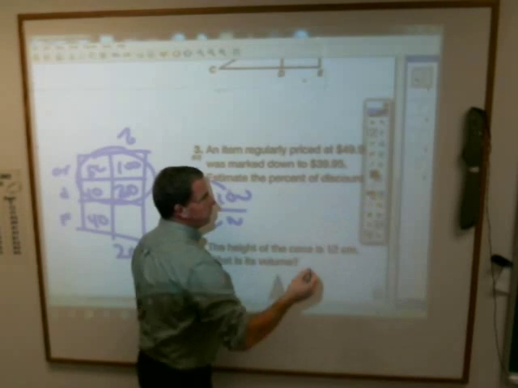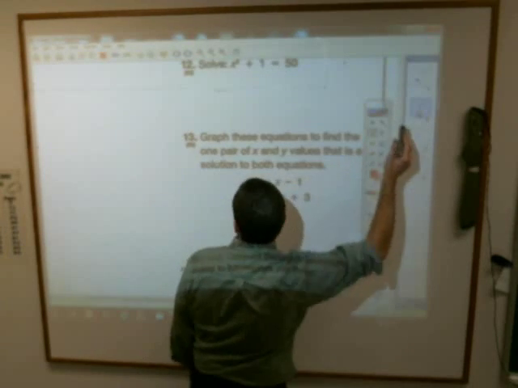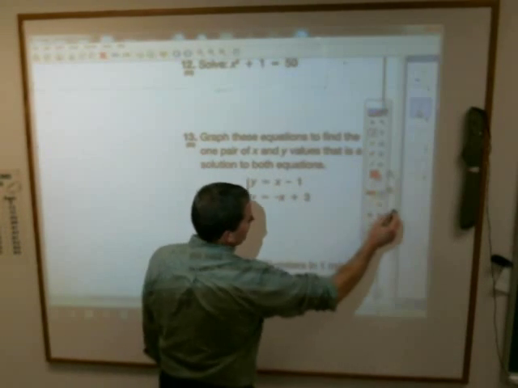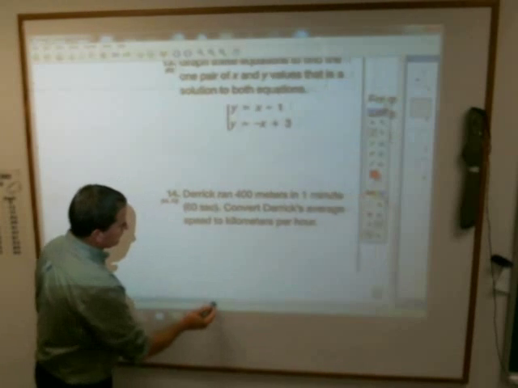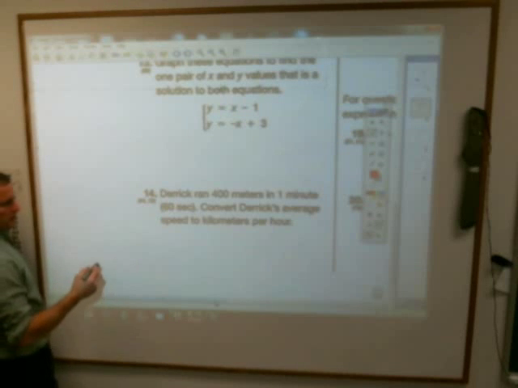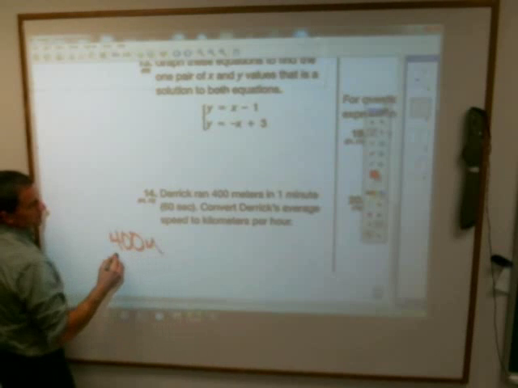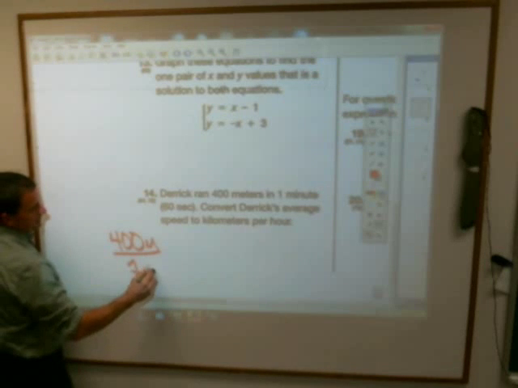Now I'm well on my way here. Ryan, 14. Cycle speed off. This is about Derek. Derek ran 400 meters in 1 minute. Convert Derek's average speed to kilometers per hour. Where did he run into problems with this? 400 meters in 1 minute.